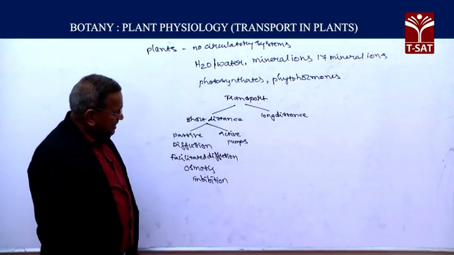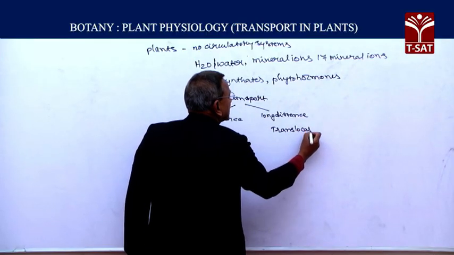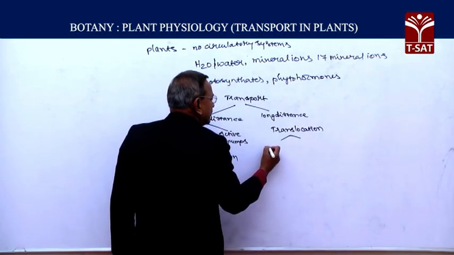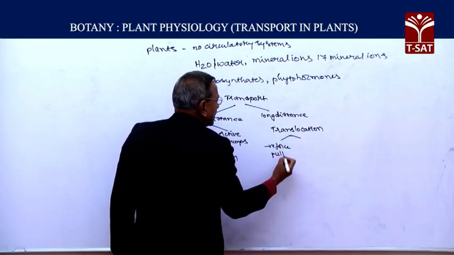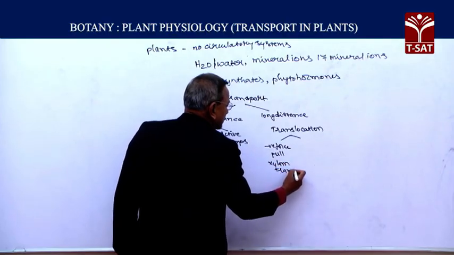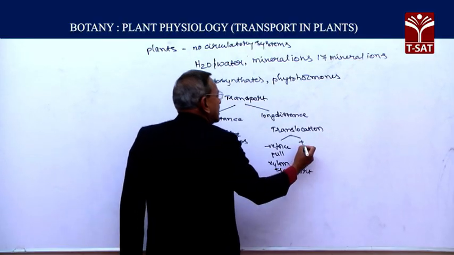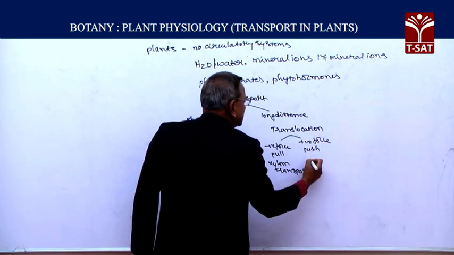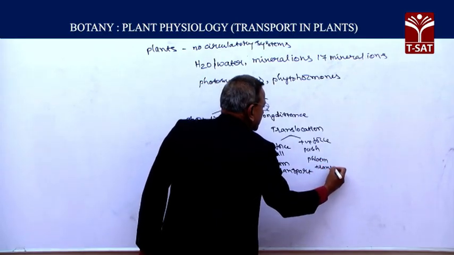For long distance transport, this is normally described as translocation. It may be a negative force called pull, which is observed in xylem transport, and a positive force called push, which is observed in phloem transport.